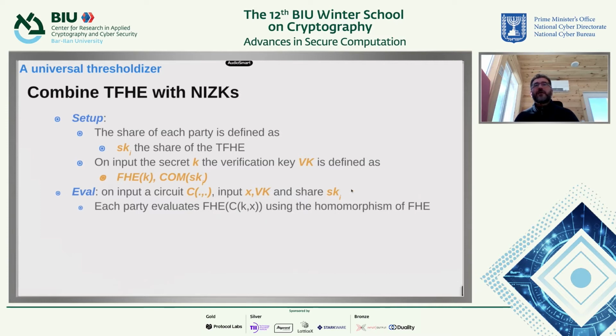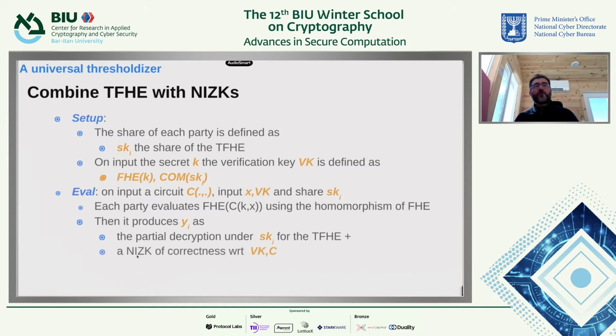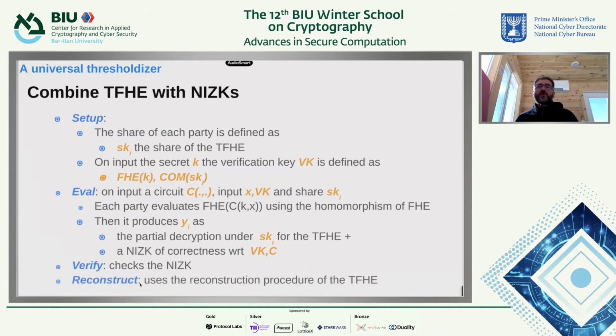The first step of the eval just evaluates C on X and K using the homomorphism of FHE. Then your local evaluation is produced as the partial decryption of this encrypted computation, plus a non-interactive zero knowledge proof of correctness, that you're actually using the correct key, the correct SK, and so on. Then the verification checks the NIZK, and the reconstruction uses the reconstruction procedure of the threshold FHE to decrypt the value.